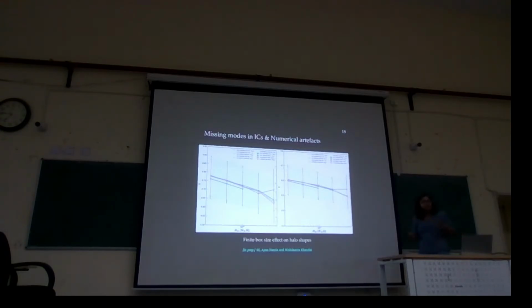And we are in the era of precision cosmology, you might have heard, where we are trying to bring every error below 1%. Given that this is 2 to 3%, that is significant. So that is another work in this category.